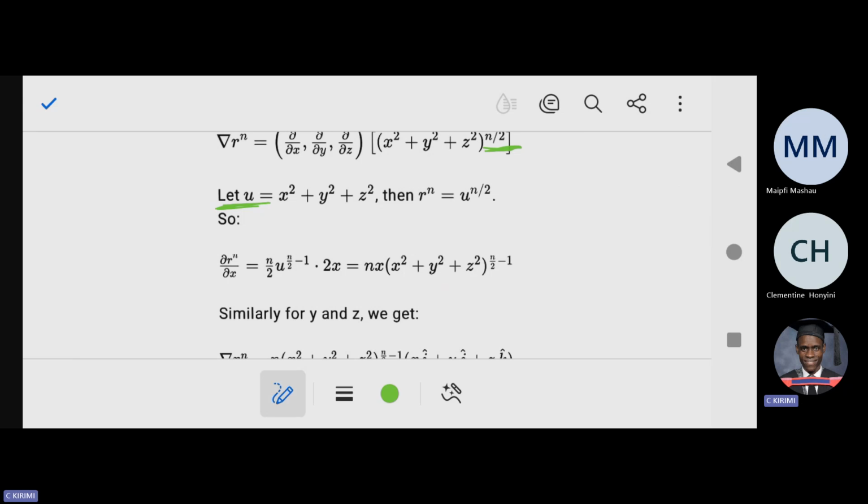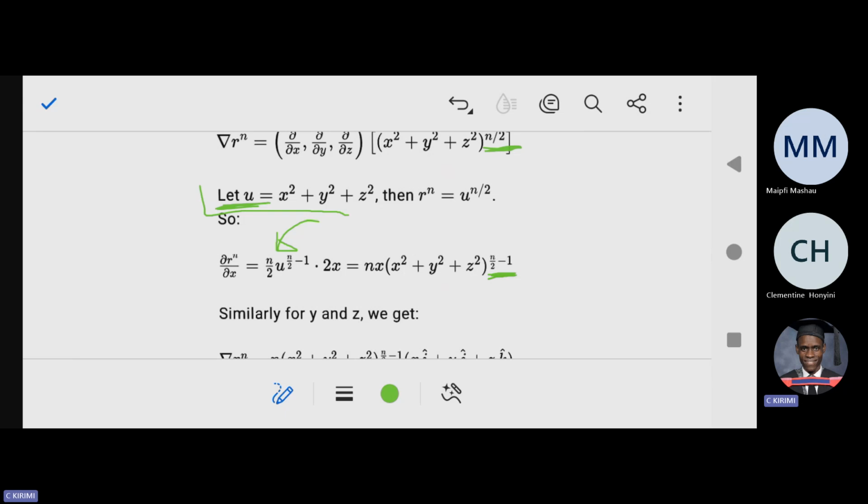But you must also note that where we were saying half minus 1, now it will be n over 2 minus 1. That is the only difference. It's not a must that you let u equal this. You can skip that step and differentiate without letting u, depending on how you understand. You just bring the exponent down: n over 2, bracket, x squared plus y squared plus z squared, to the power n over 2 minus 1.